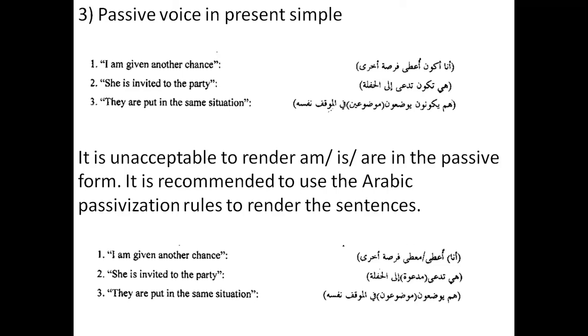This is a passive sentence. In the present simple, look at how it is rendered. أنا أكون أعطيت فرصة أخرى. هي تكون تدعى إلى الحفلة. They are put in the same situation. هم يكونون يوضعون في الموقف نفسه.